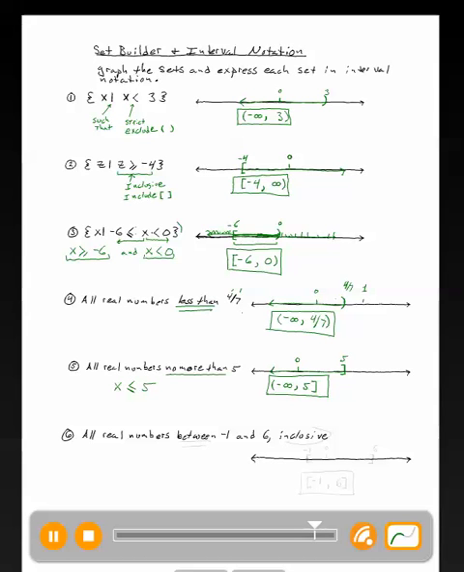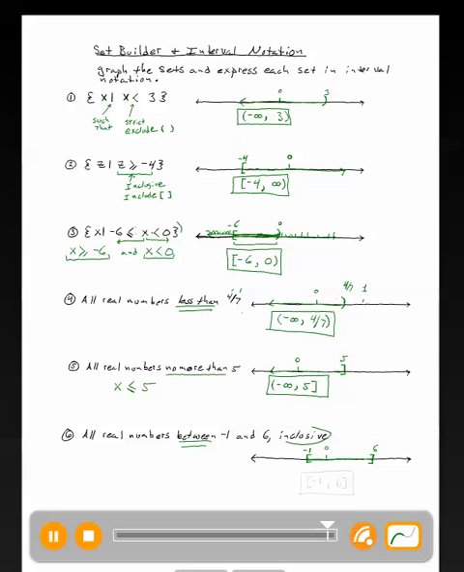Now, number 6 says all real numbers between -1 and 6 inclusive. Inclusive means we want to include -1 and 6. So first I'll put my 0 on. -1 somewhere to the left of 0. 6 is somewhere to the right of 0. And I want all values between these two values. And since I want to include them, I use brackets.